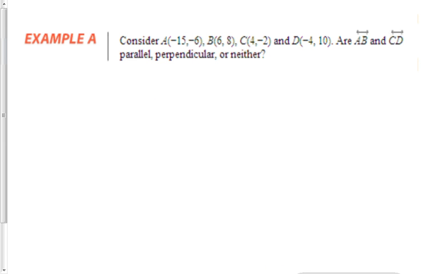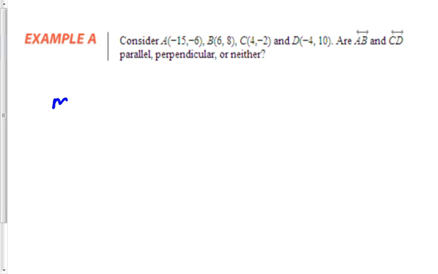All right, so let's take a look at an example of a type of question you might be asked. It says consider A, B, C, and D, and they give us the coordinates of all those points. Are line AB and line CD parallel, perpendicular, or neither? Well, we're going to answer this question by calculating the slopes of AB and CD. So let's go to it.